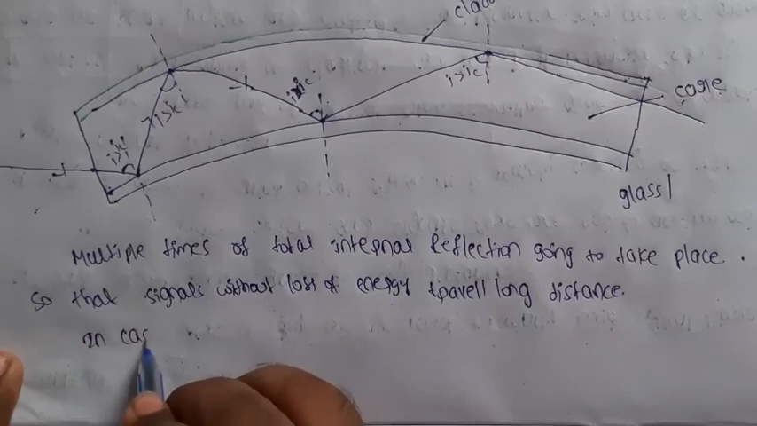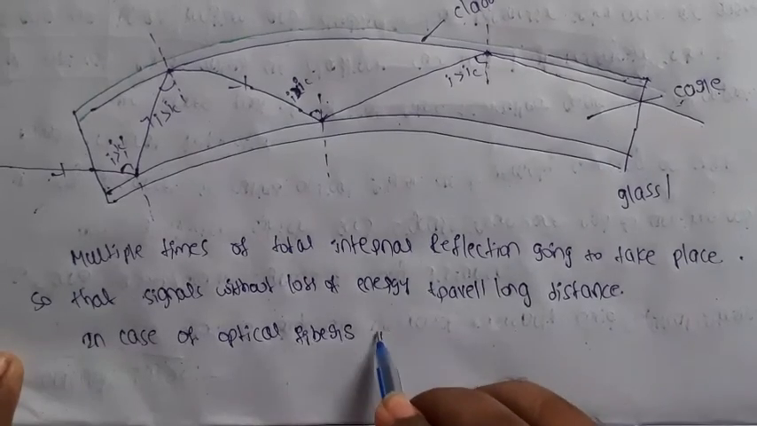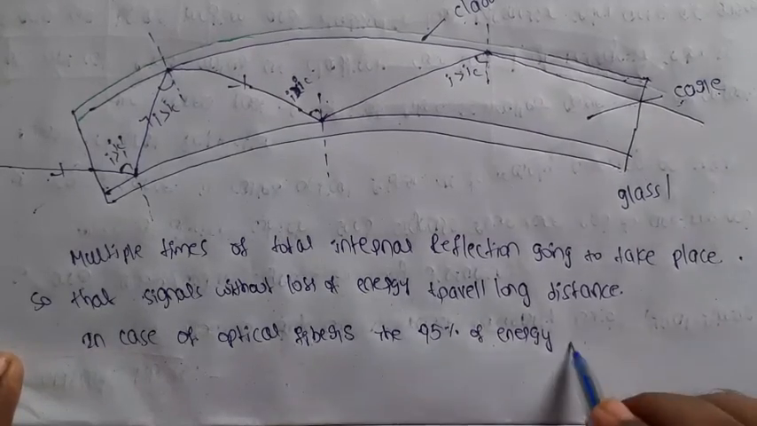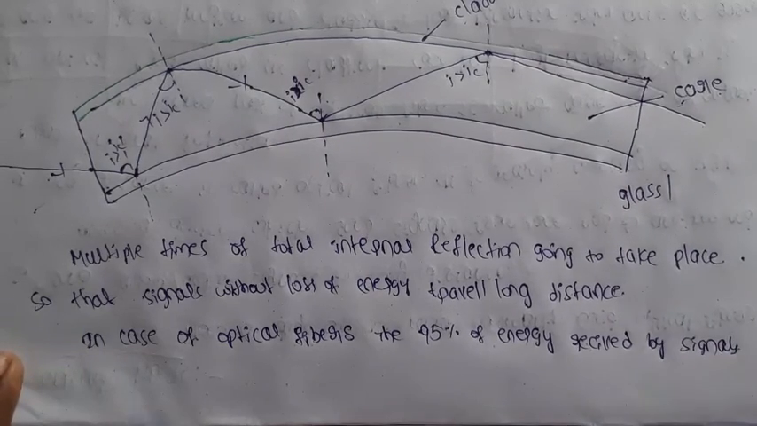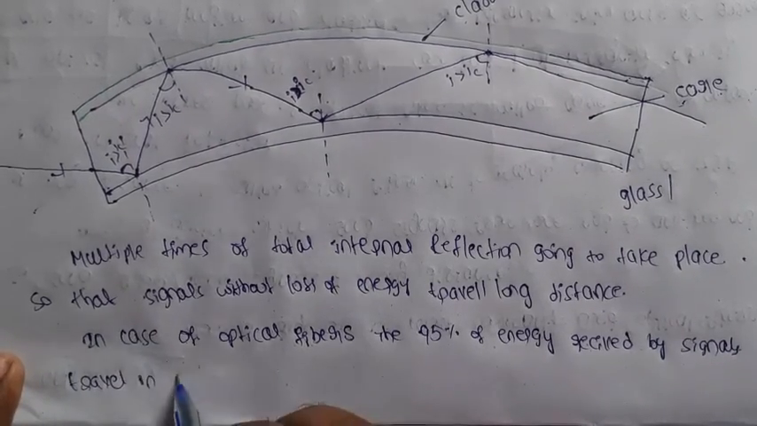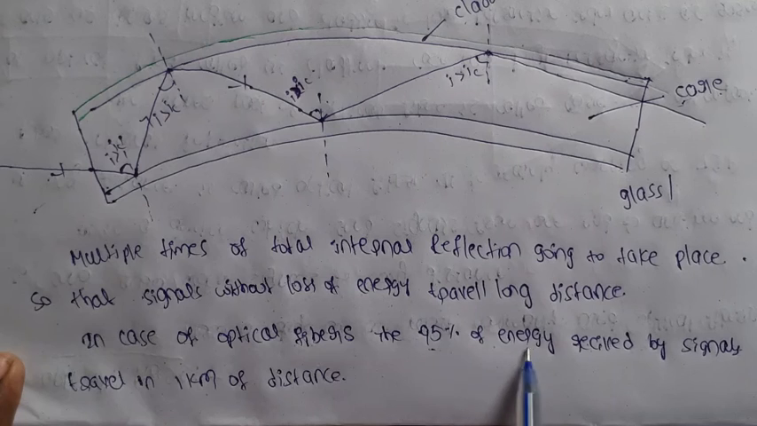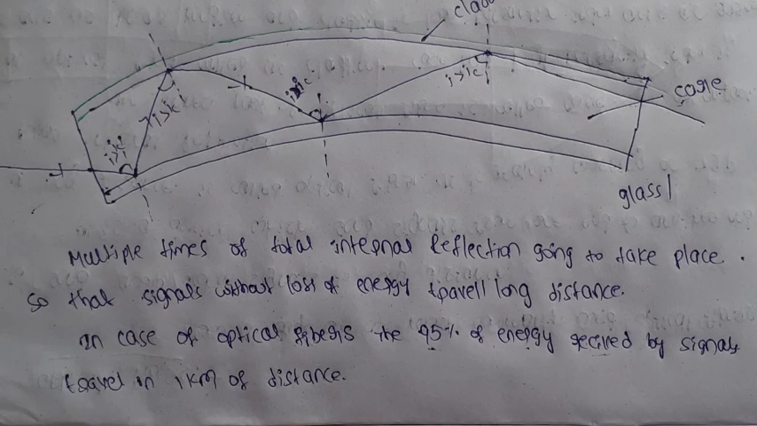In case of optical fiber, 95% of the energy is received by the signals after traveling 1 kilometer of distance. So the signals travel a long distance. That's why optical fibers are used in communications.